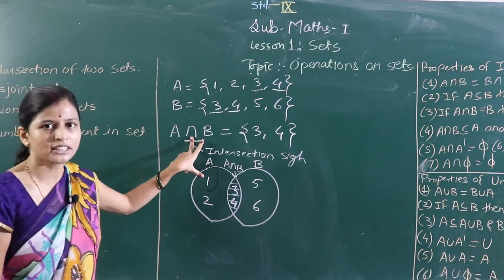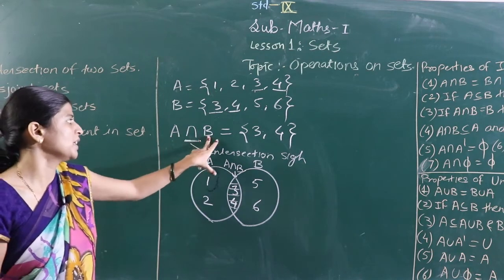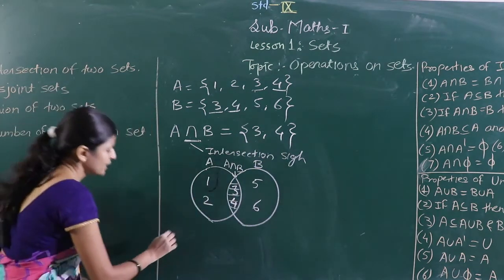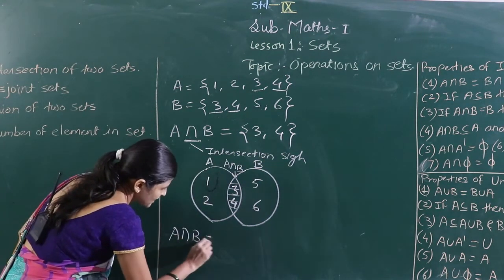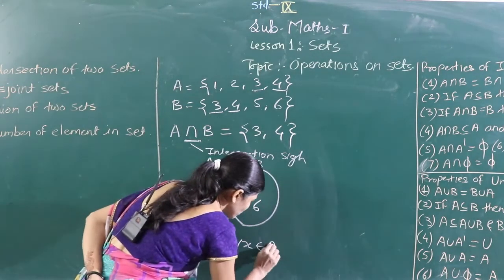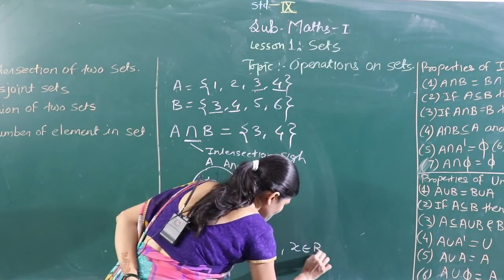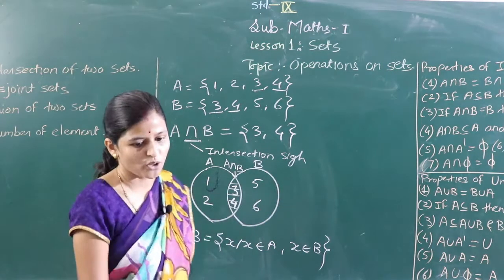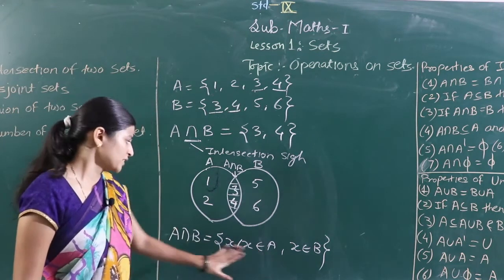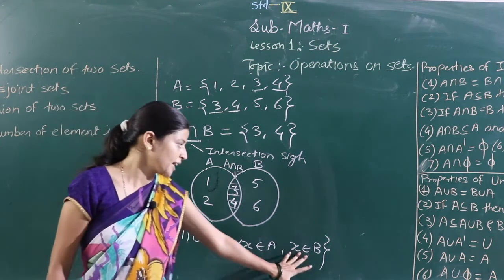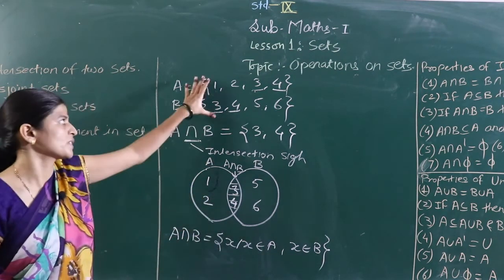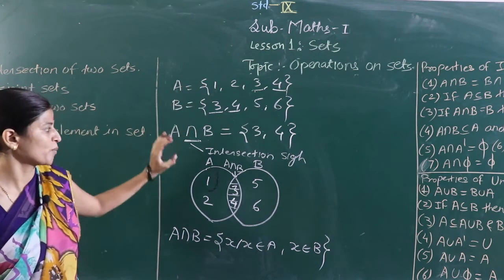This is the intersection sign. So A intersection B is nothing but the common elements from both the sets. So the definition of A intersection B is: A intersection B is equal to {x such that x belongs to A and x belongs to B}. The elements that belong to set A and also belong to set B. This is the definition of intersection of sets. Means intersection of sets is nothing but the common elements from both the sets.